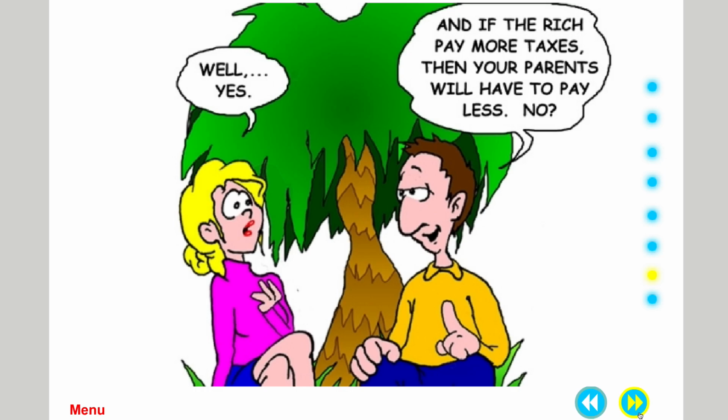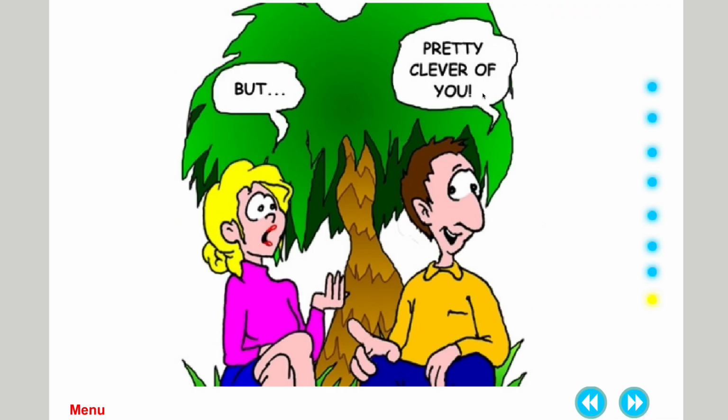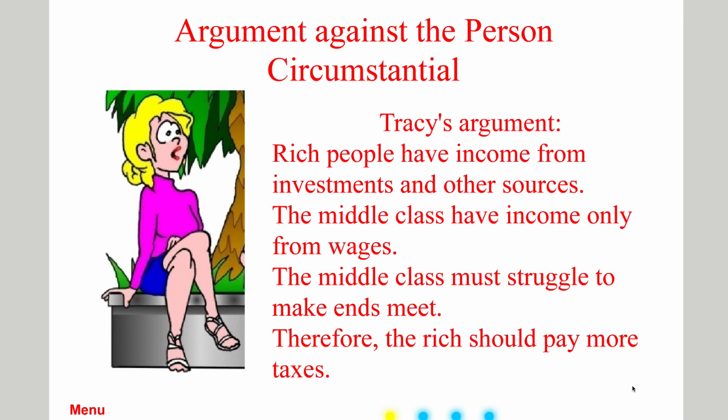Well, yes, right? In other words, he's pointing out her circumstances, that she would likely have a tax cut if the rich paid more in taxes. But, pretty clever of you, right? He's basically saying you're only doing it for this reason. Rich people have income from investments and other sources, which, by the way, are taxed at a lower rate than wage earned income, right? The middle class have income only from wages. The middle class must struggle to make ends meet. Therefore, the rich should pay more taxes.